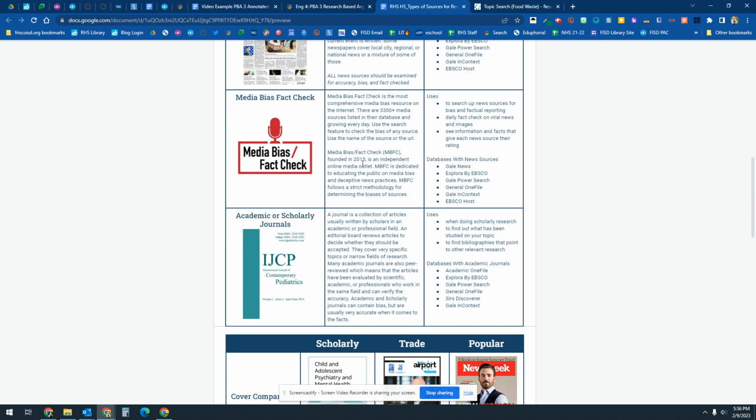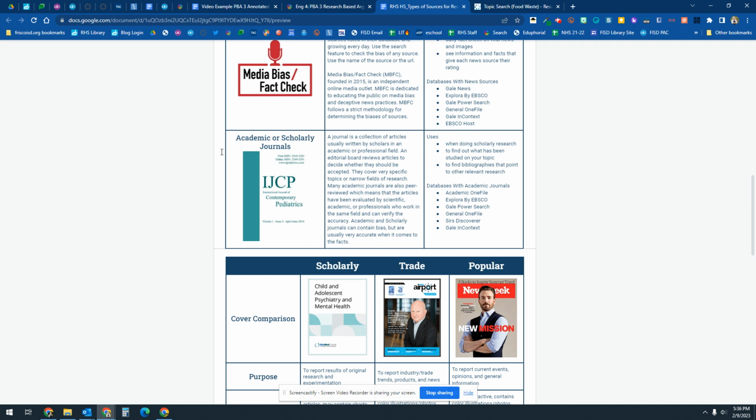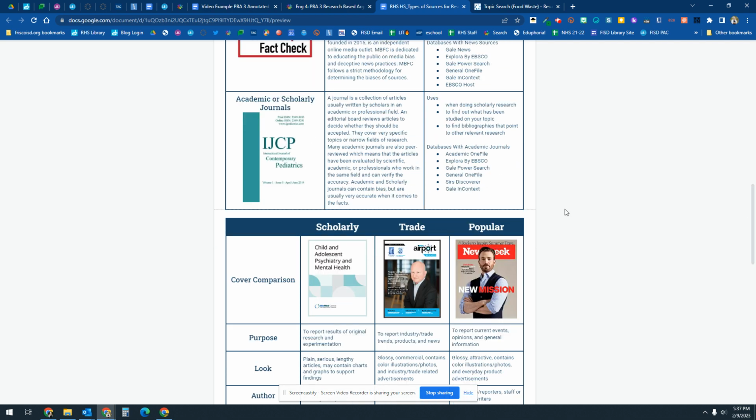Okay. So I'm going to skip this Media Bias Fact Check because I'm going to talk about that in a minute. But scholarly and academic journals are a collection of articles written by scholars in a professional or academic field. They are often reviewed by an editorial board of people from that field who peer review them and make sure that the information in them is up to the highest standards in that field. Academic and scholarly journals can contain bias, and usually in a scholarly or academic journal article, they may even inform you at some point of the bias of the researchers. So that's something to look for as well.